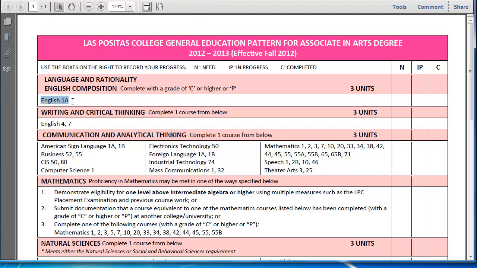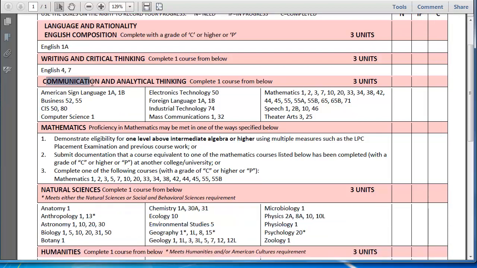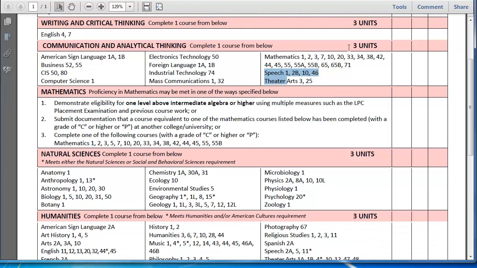So for English composition, you want to complete English 1A, complete it with a grade of C or higher, or pass. You want to complete English 4 or 7, and that one you can complete after finishing English 1A. For communication and analytical thinking, you can choose any one class from these three columns. So for example, you can use American Sign Language 1A, or CIS 50, or foreign language, mass communications, speech 1, or even a math class for a minimum of 3 units.